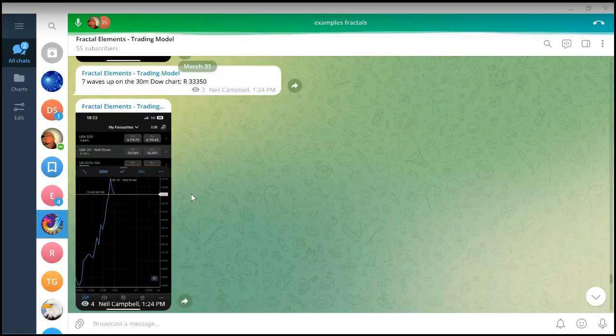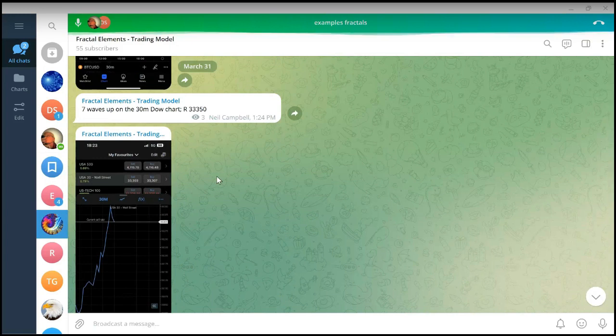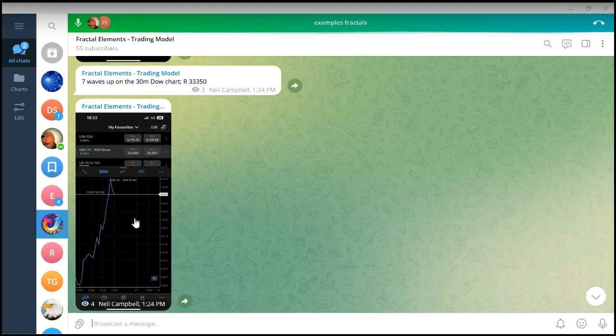Let's see what else he's finding. Now, this is on the Dow, the 30-minute time frame. He's got resistance at 33,350. I think this was probably on Friday. And again, we have 1, 2, 3, 4, 5, 6, 7. We have 7, but I think the Dow went a little bit higher on Friday.